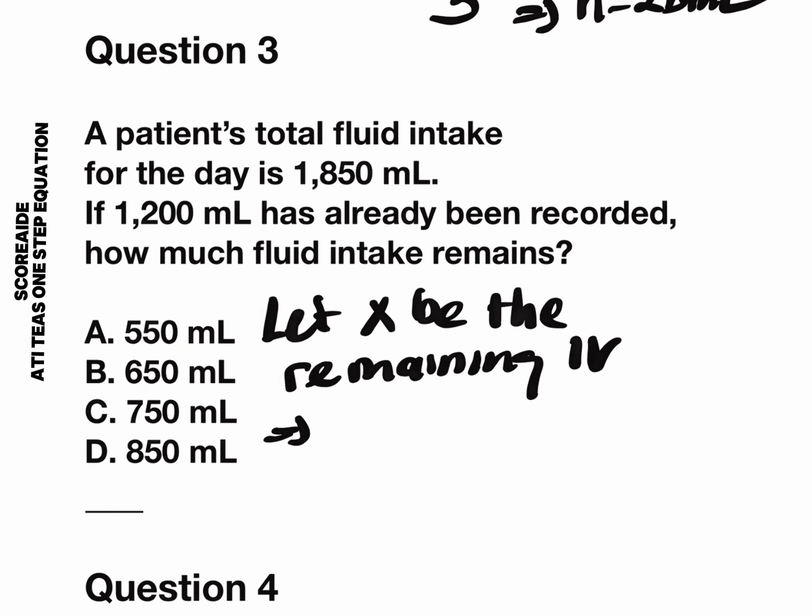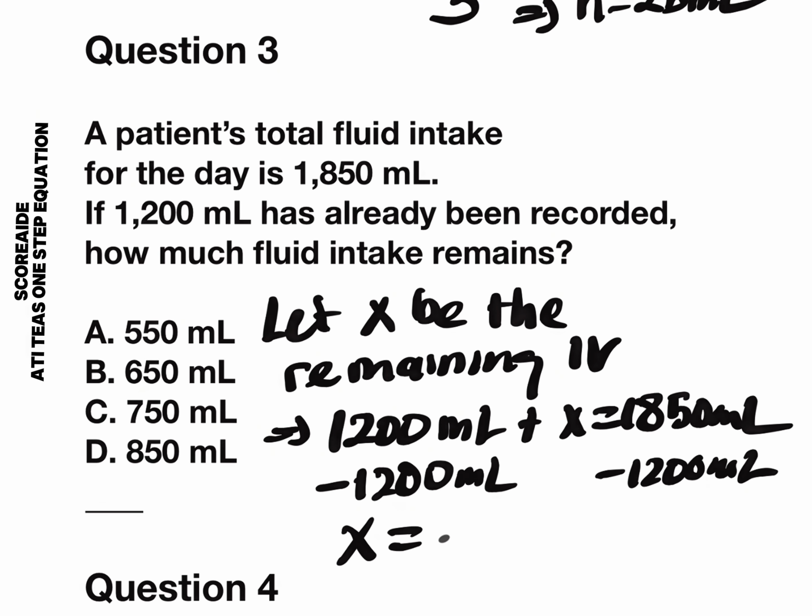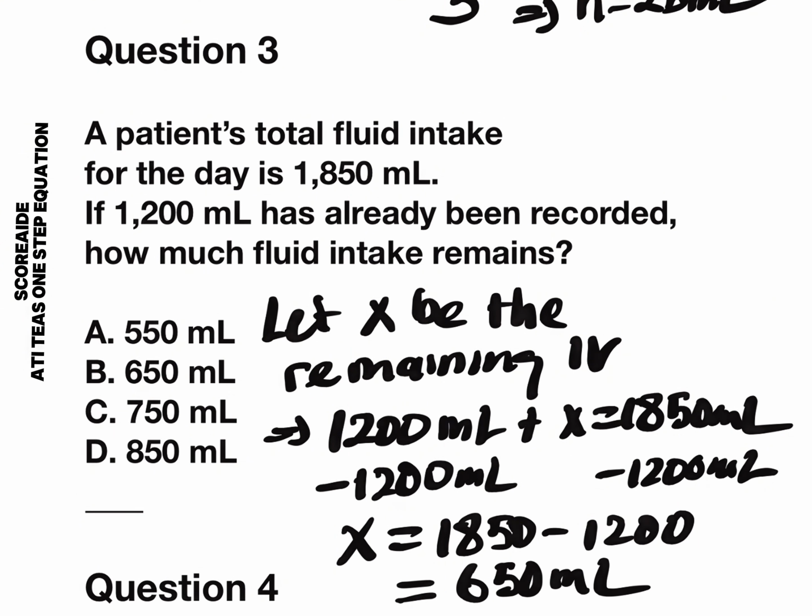So it means that 1,200 milliliters plus X will give us 1,850 milliliters. So we subtract 1,200 milliliters from both sides. And X is equal to 1,850 minus 1,200, which would be 650 milliliters. So the answer is going to be B.